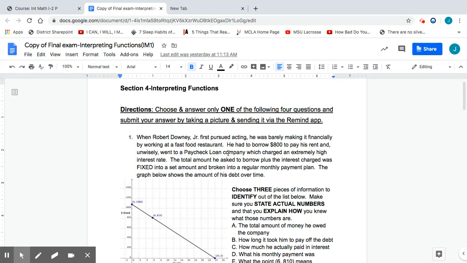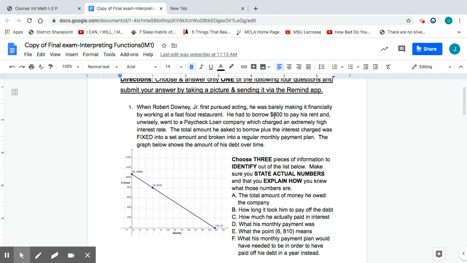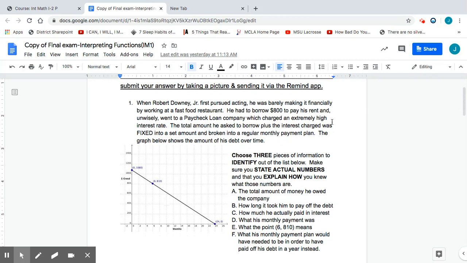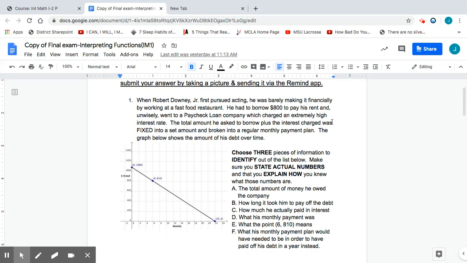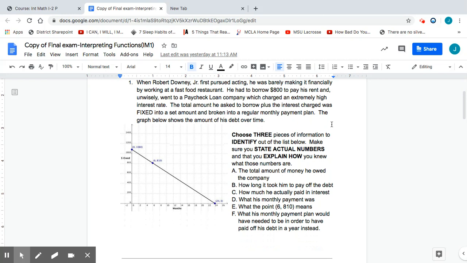All right, so here's the first question. It says, when Robert Downey Jr. first pursued acting, he was barely making it financially by working at a fast food restaurant. He had to borrow $800 to pay his rent and, unwisely, went to a paycheck loan company which charged an extremely high interest rate. The total amount he asked to borrow, plus the interest charged, was fixed into a set amount and broken into a regular monthly payment plan. The graph below shows the amount of his debt over time. So that's what we're looking at, the amount of his debt over time.